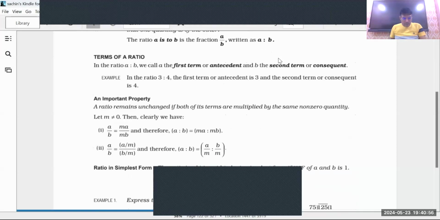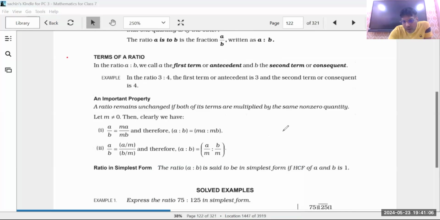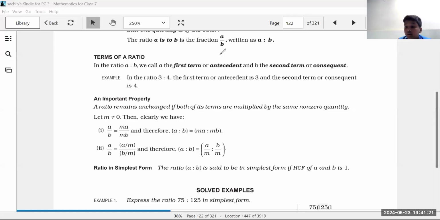All right, guys, so I want your attention. So if I give you a ratio, if I give you a fraction like 12 by 15, 1 second. So your screen is coming blurry. Yes, sir. Yeah, I'm correcting it. So it should be fine now.